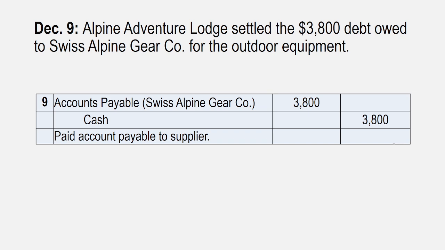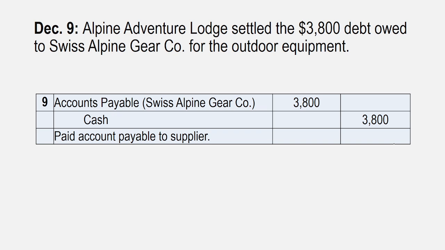Okay, next economic scenario. On December 9, Alpine Adventure Lodge settled a $3,800 debt owed to Swiss Alpine Gear Corporation for outdoor equipment. We need to choose two suitable accounts, and these two accounts are accounts payable and cash.